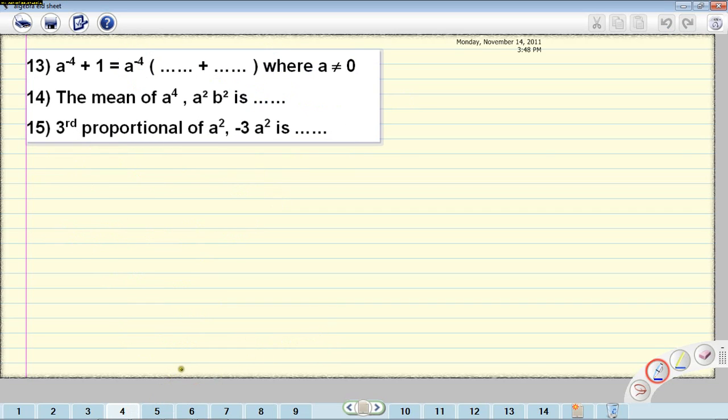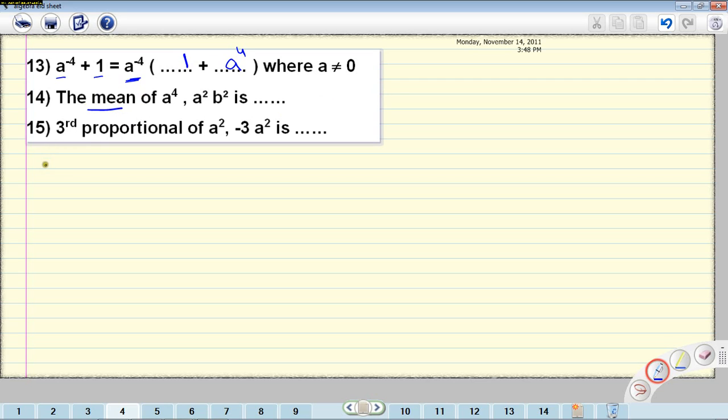Okay, number 13, we did something like this in the last monthly exam. We took a to the power negative 4 as a common factor, so here's 1, because a to the power negative 4 divided by a to the power negative 4 is 1. And 1 divided by a to the power negative 4 is the second term here, which is a to the power 4.